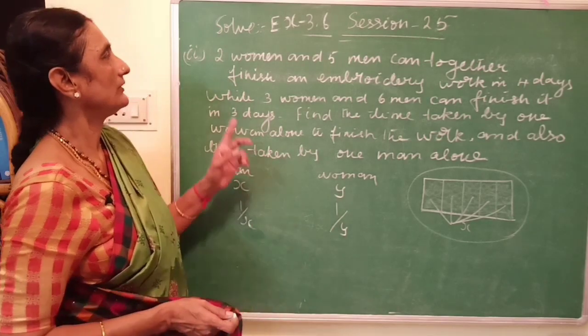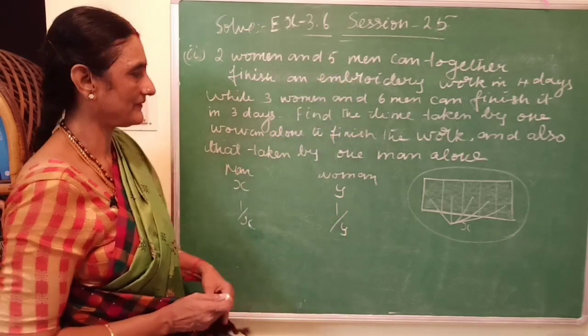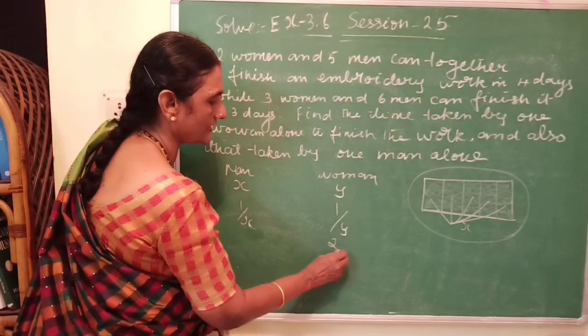Now, the first situation: 2 women and 5 men. So, 2 women, 2 into 1 by Y.